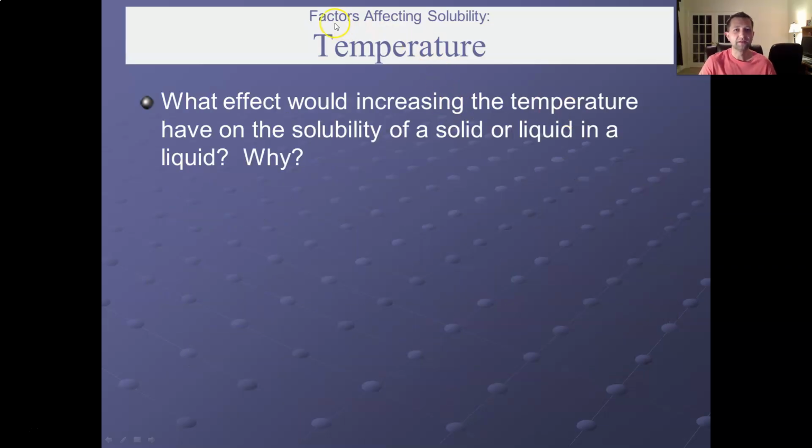There are two factors that affect solubility. One of them is temperature. I'm sure we're familiar with this. What effect would increasing the temperature have on the solubility of a solid or liquid in another liquid, and why? You're probably used to this if you want to dissolve sugar in iced tea versus hot tea. It dissolves a lot easier in hot tea.